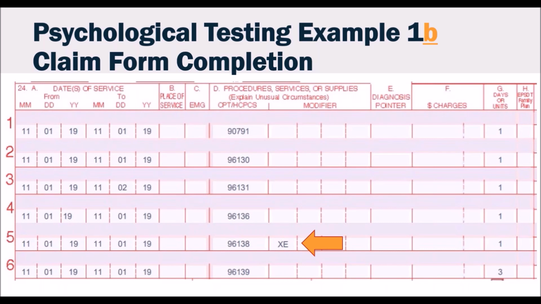So the modifier XE is used to identify a service that's distinct because it occurred during a distinct but separate encounter on the same date of service. So if they leave the office for any reason and come back between your services and the technician's services, you would use the XE code.